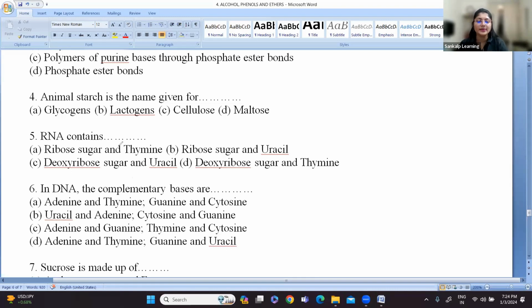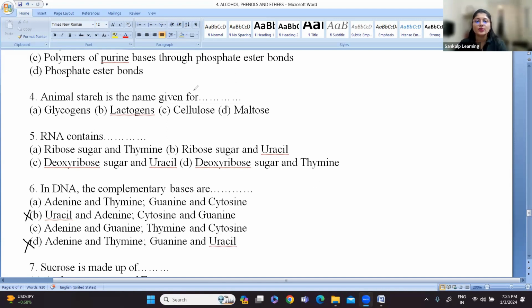In DNA, the complementary bases are: A, adenine and thymine, guanine and cytosine; B, uracil and adenine, cytosine and guanine; C, adenine and guanine, thymine and cytosine; D, adenine and thymine, guanine and cytosine. Okay, uracil is not there in DNA, so B is wrong. Other than B, which is the complementary pair in DNA?